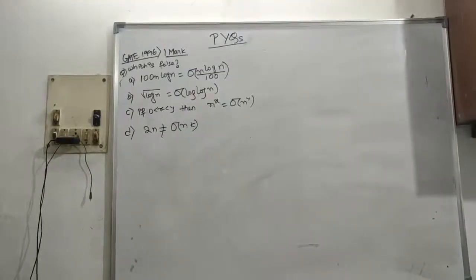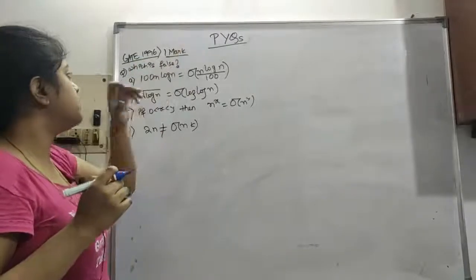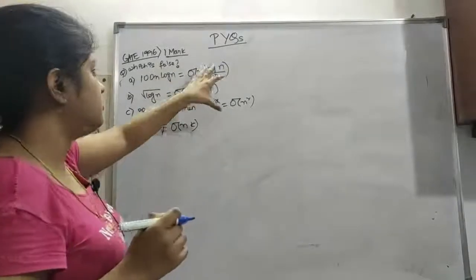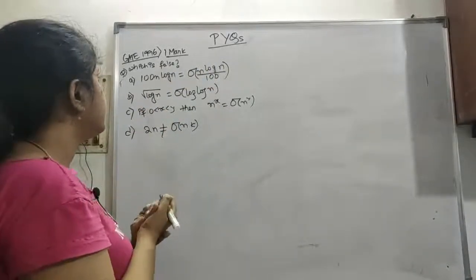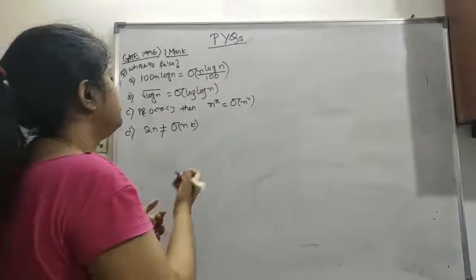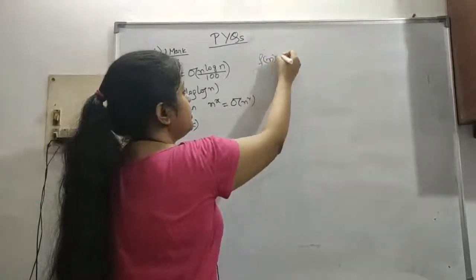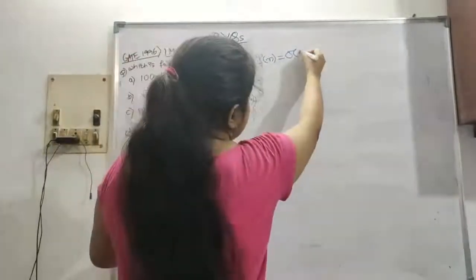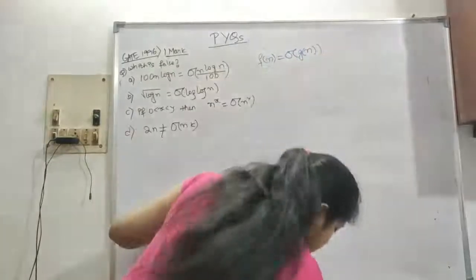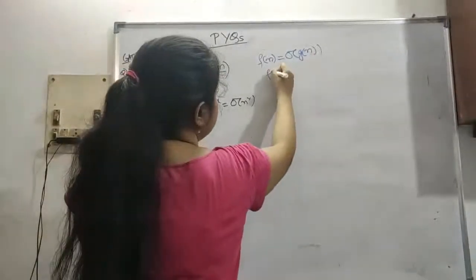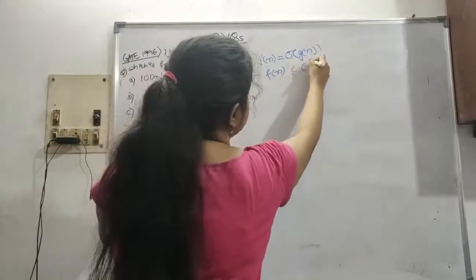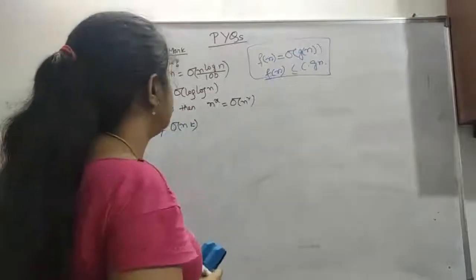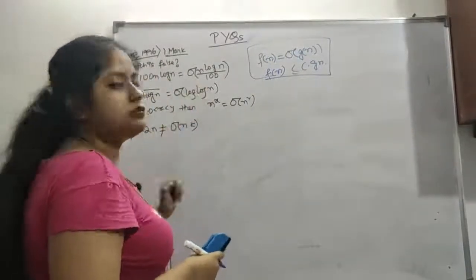Now let's see this question. GATE 1996, 1 mark question: which is false? Some order functions are given, with their bounding orders. Let's see which of these is false. If you remember, I have already done this: f of n is order of g of n if f of n is less than or equal to c dot g of n. I told you to keep this handy, because it will be used in this question.